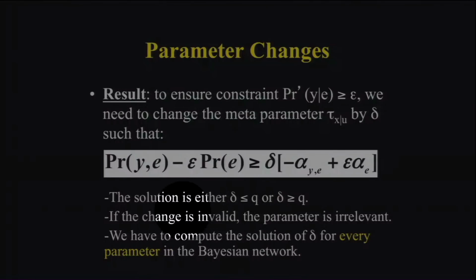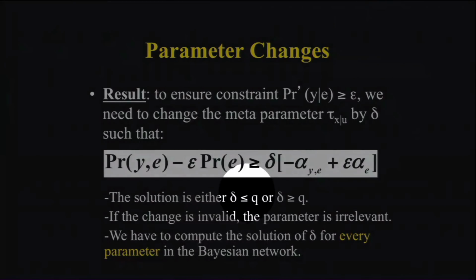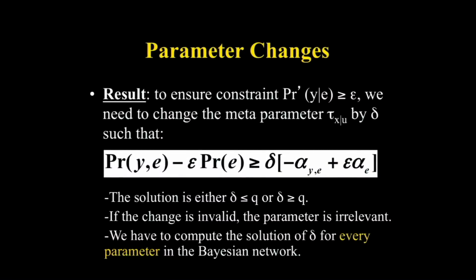When that happens, that means you can't do this, or that parameter is not relevant to this. And what you want to do generally, and that's what happens in SAMIAM when you do sensitivity analysis, is run this for every parameter. You're going to find that some of these parameters will lead to invalid solutions. That means they're not relevant. They will not help you satisfy the constraint. And the ones that do lead to valid solutions will be the ones you are after, right?